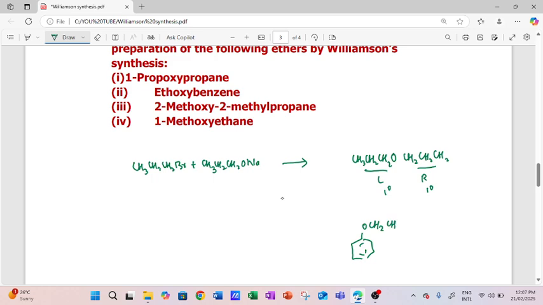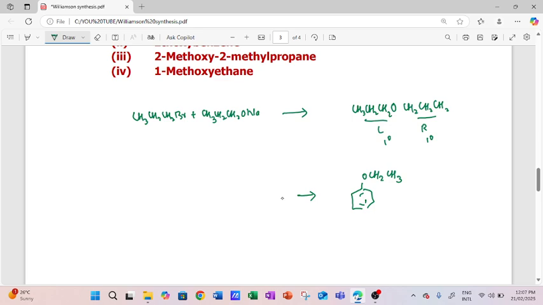We can write as CH2, CH3. Got it? So this is ethoxybenzene. And in this case, we have to see which is primary and which is secondary, or whether any tertiary is there or not. CH2, this part is primary, so of course it should be connected with the bromine atom or the halogen atom.